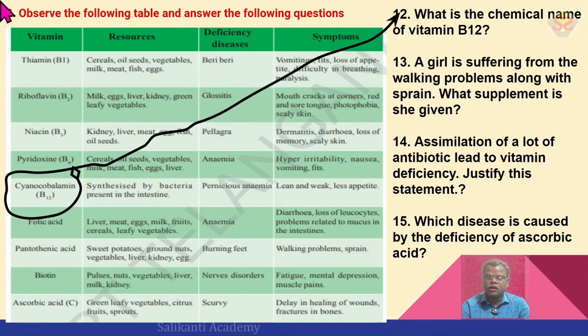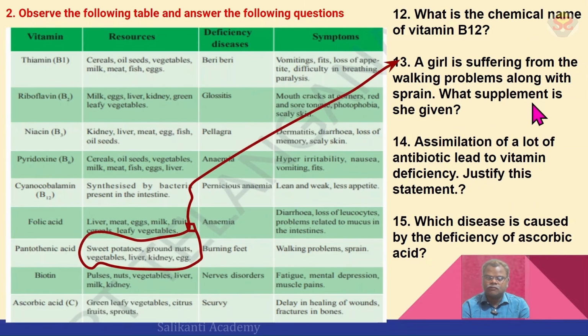What is the chemical name of vitamin B12? Cyanocobalamin. A girl is suffering from walking problems along with sprain. What supplement is she given? Sweet potatoes, groundnuts, vegetables, liver, kidney, egg.